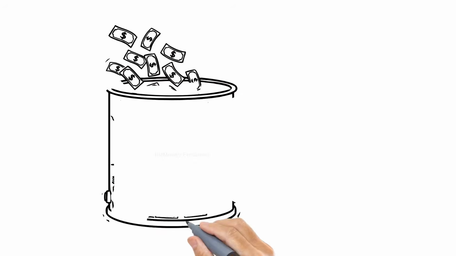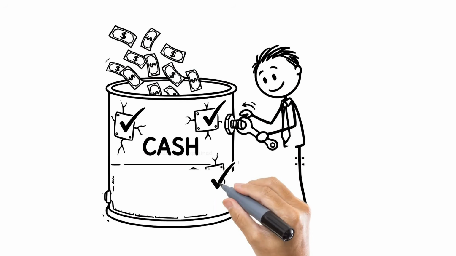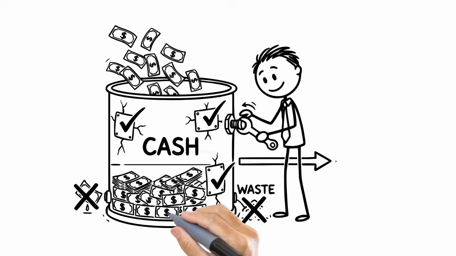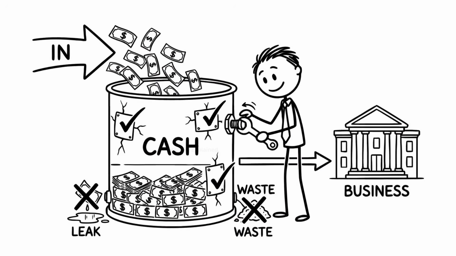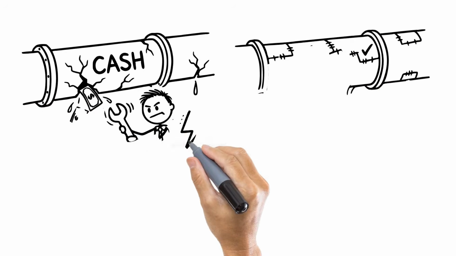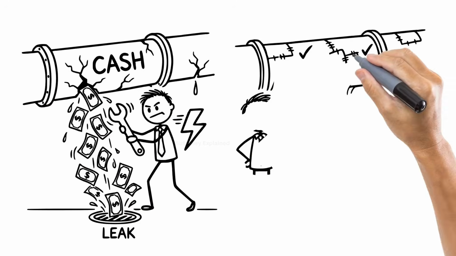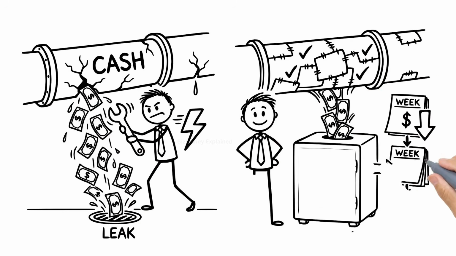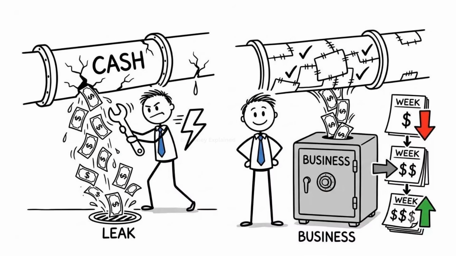Once these leaks are identified and controlled, every future dollar earned has a better chance of remaining inside the company instead of disappearing through unnecessary spending. Fixing cash leaks is often the fastest financial improvement a business can make because it immediately reduces the amount of cash leaving the business every single week.